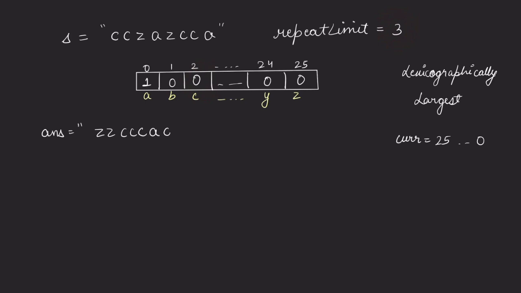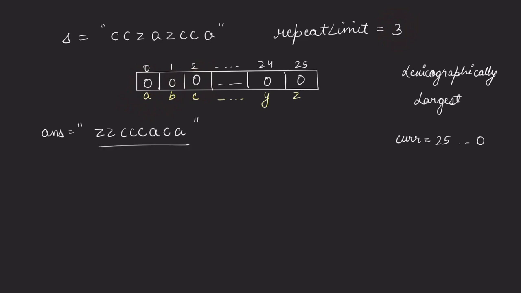And now we can move towards the left. Then it will come to B, frequency is 0. Then it will come to A, the frequency is 1. We will take the minimum of these. So A will be appended 1 time. Frequency will become 0 and then we will move left and we will be done with all of our characters and this will be our answer, right?